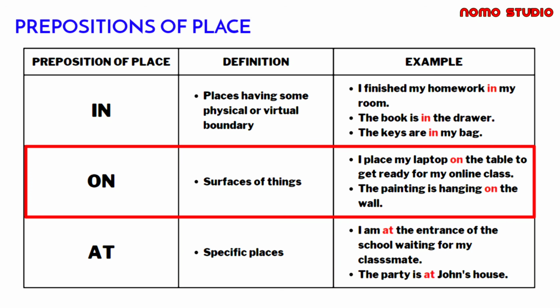So let's say for example, I place my laptop on the table to get ready for my online class. Next example, the painting is hanging on the wall. So dito sa sentence na ito ginamit yung preposition na on kasi we used to describe the position of the painting which is attached or suspended from the wall.